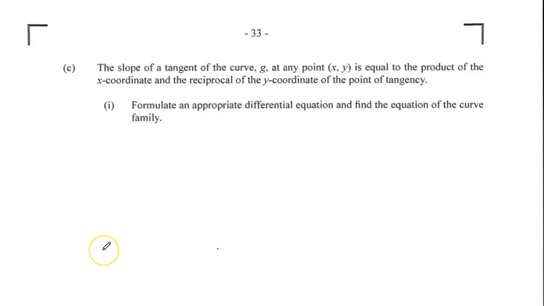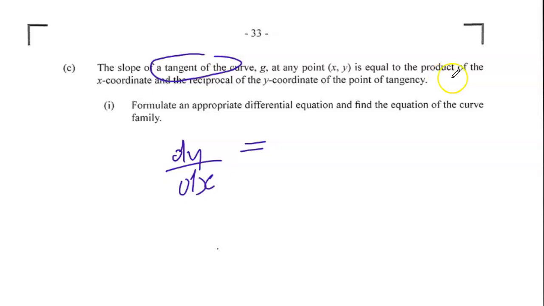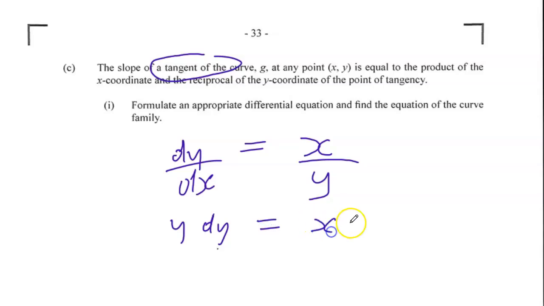Final section, well, part C, second to last. The slope of a tangent to the curve at the point x, y is equal to the product of the x coordinate and the reciprocal of the y coordinate of the point of tangency. So formulate an appropriate differential equation and find the equation of the curve family. So this would be the differential equation, which means that y times dy is equal to x times dx.